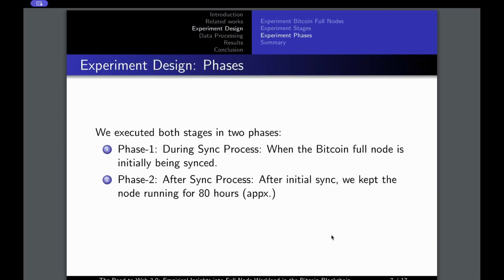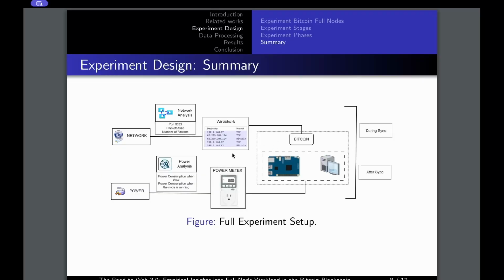Every stage of our experiment is divided into two phases. In phase 1, we have the during-sync process, and this is basically when the Bitcoin full node is initially being synced. And in phase 2, this is the after-sync process. After the Bitcoin full node is synced, we run this phase of the experiment, and we kept these nodes running for approximately 80 hours.